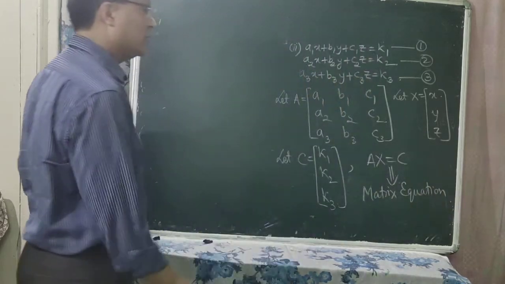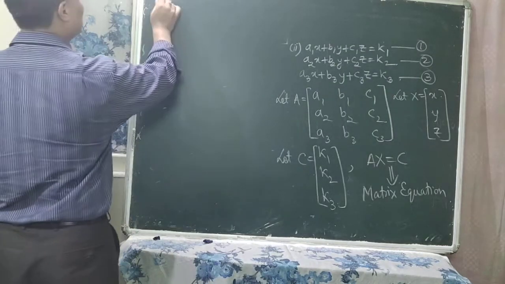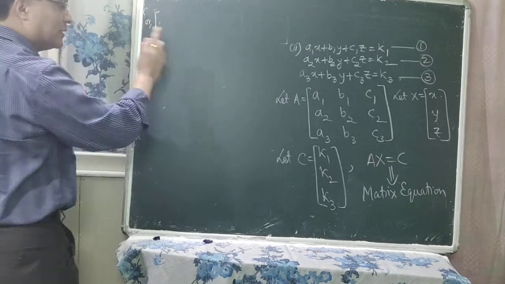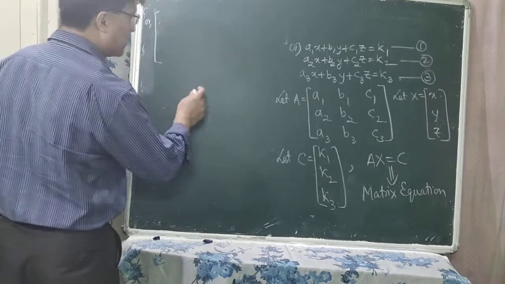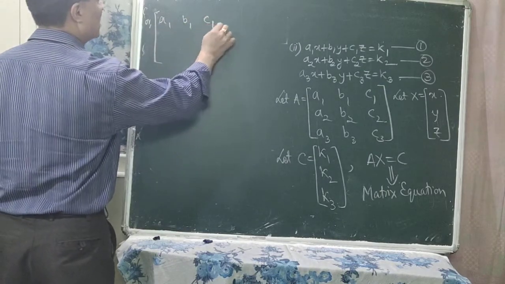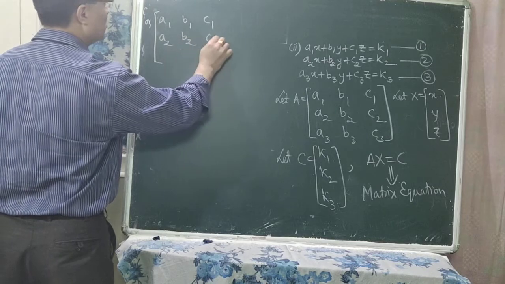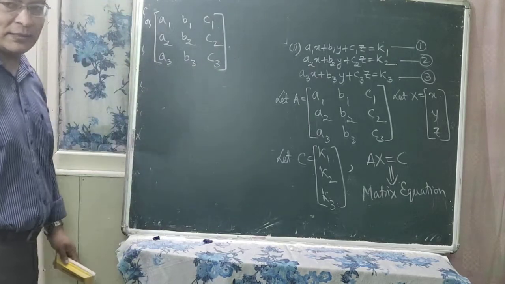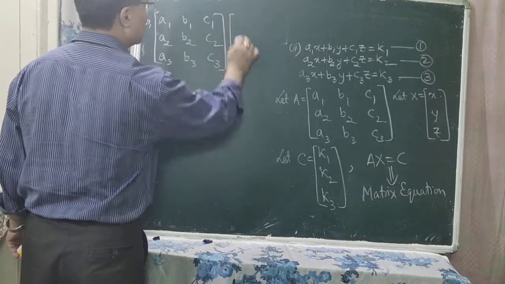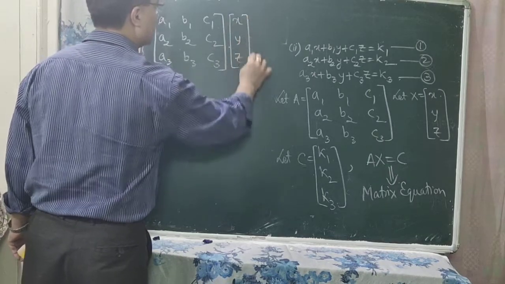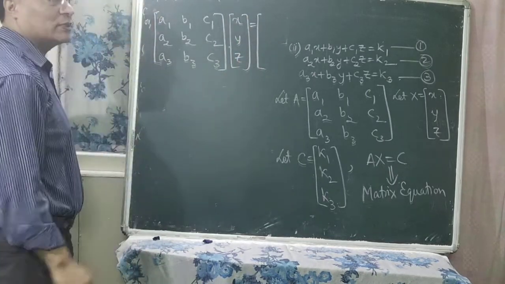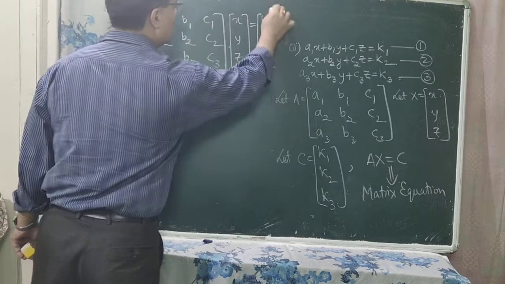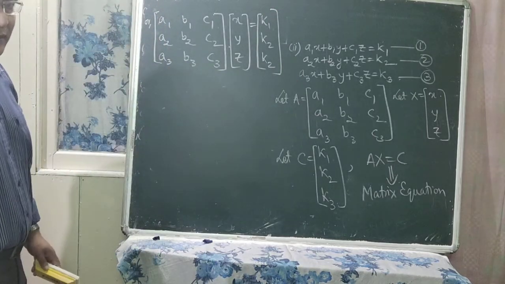So you can check whether this matrix equation is correct or wrong. So let us check it. That is AX is equal to C. What is capital A here? That is the coefficient matrix. What is the coefficient matrix A? That is A1, B1, C1, A2, B2, C2, A3, B3, C3. Alright. Next, what is capital X? This is the column matrix X, Y, Z, which is equal to the constant matrix in this case, which are free from X, Y, and Z. That is K1, K2, K3. Is that clear to all of you?